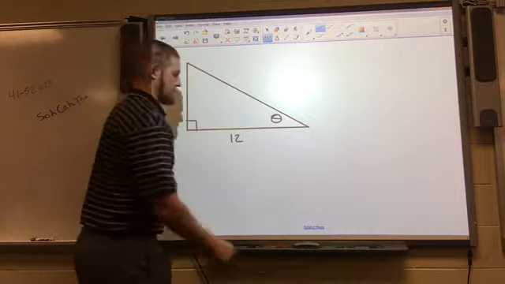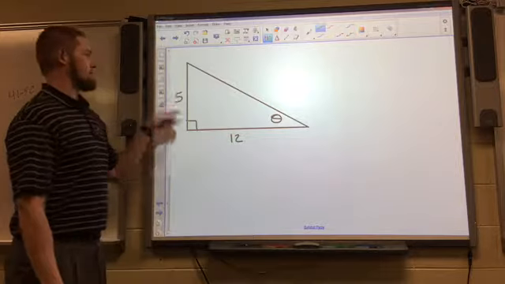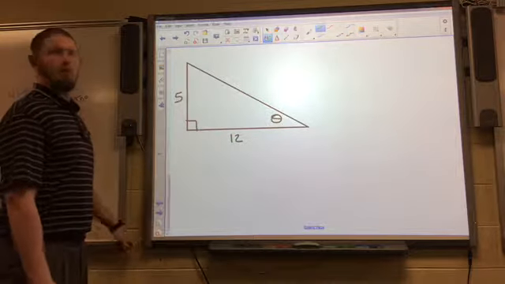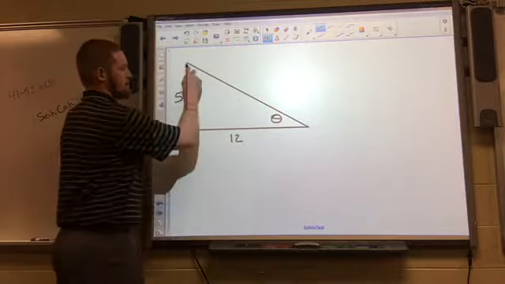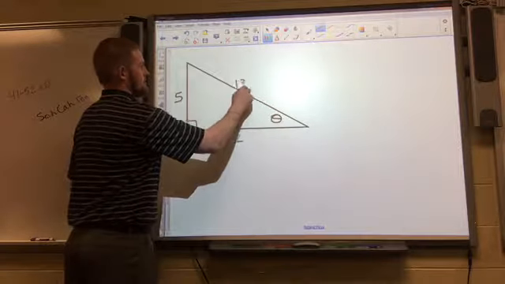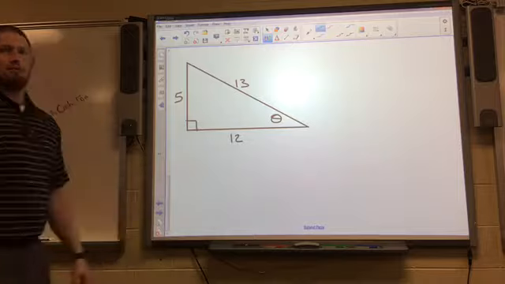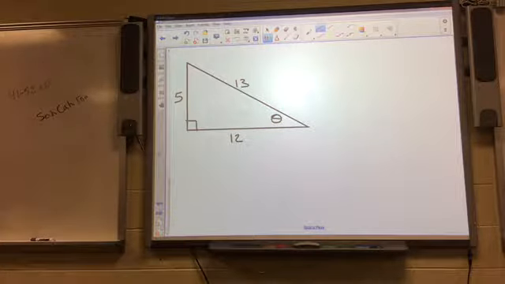We also learned a special rule about this specific triangle in geometry, but I don't know that any of you necessarily remember it. What is this side? 13. 5, 12, 13 was a special right triangle for us last year, and 3, 4, 5, and 5, 12, 13.